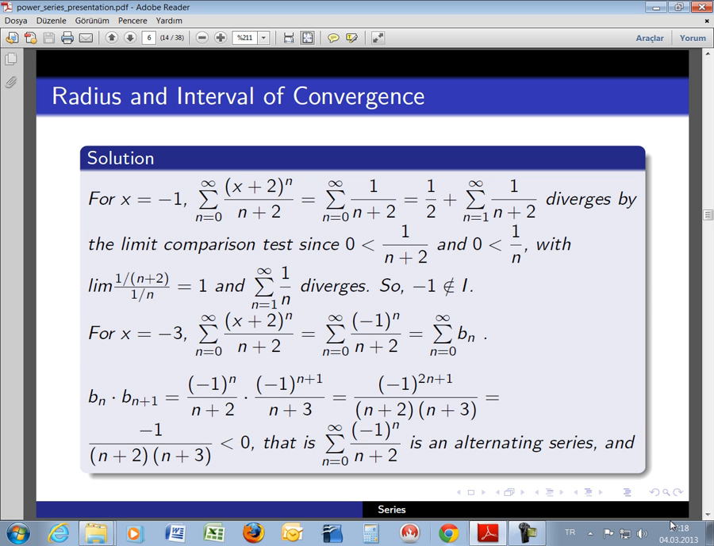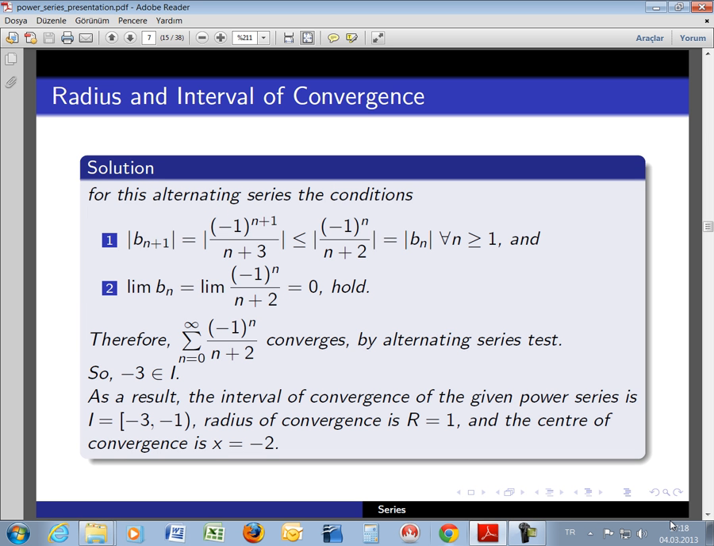And if we consider b_n times b_(n+1), this is negative. So this is an alternating series, and the first and second conditions for alternating series are satisfied. Therefore, we can say that the series from n equal 0 to infinity of -1 to the power n over n plus 2 converges by the alternating series test, which gives the result that -3 is in the interval of convergence.